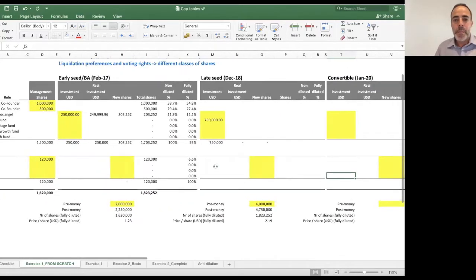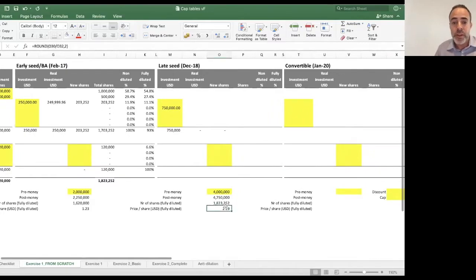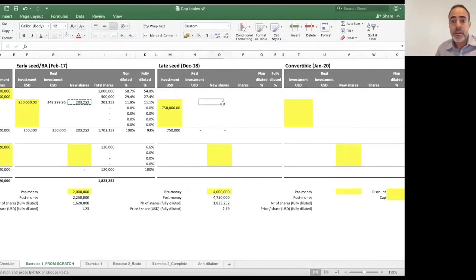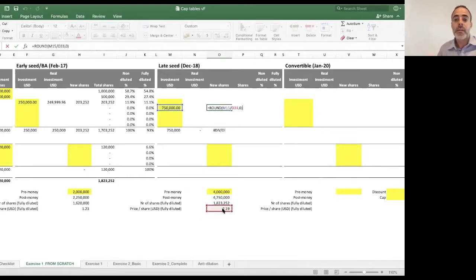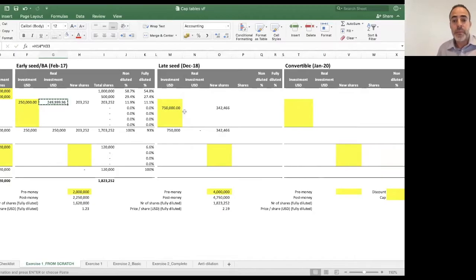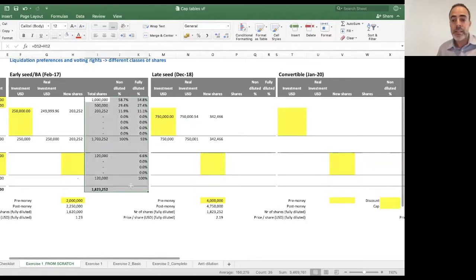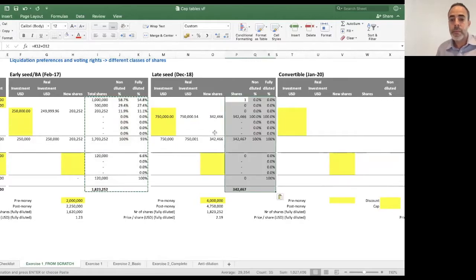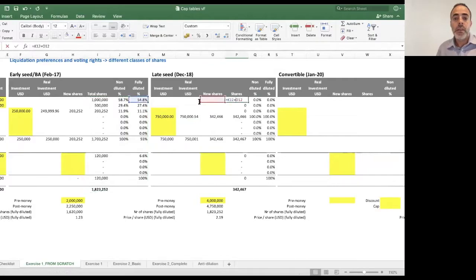So now we go into the new round. This is the share price. So again, we calculate the number of shares. I think we can use the same formula. No. Okay. Now we have 342,000 shares. We calculate the total investment, which is that. And then everything else is calculated in exactly the same way. Okay. With the exception that this has to be moved here.